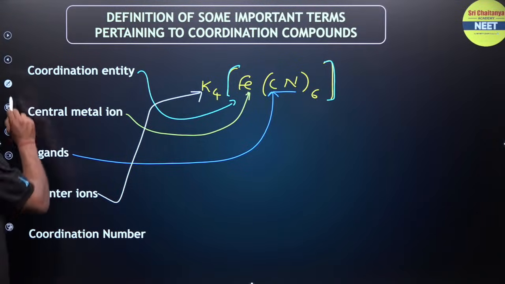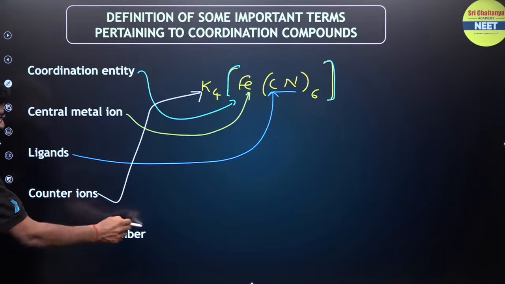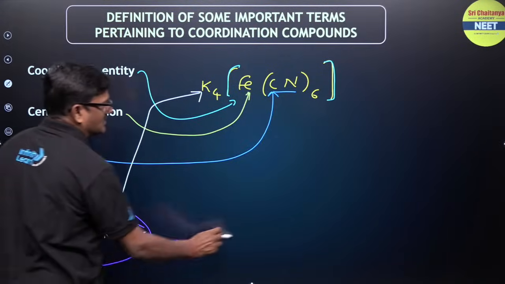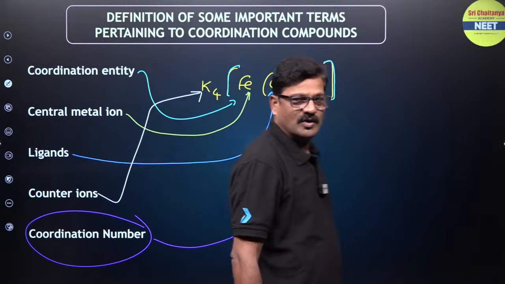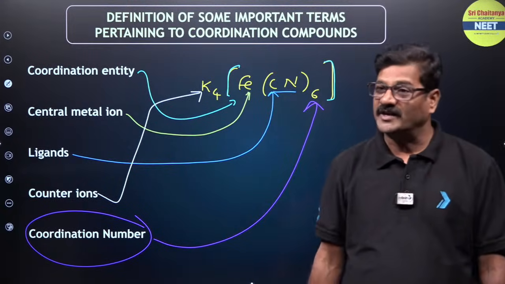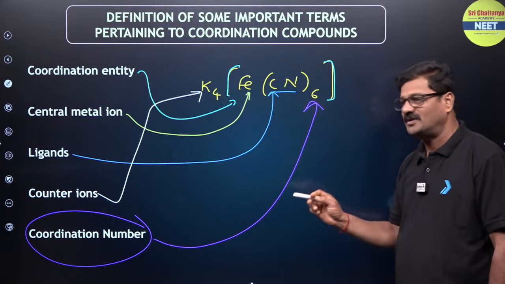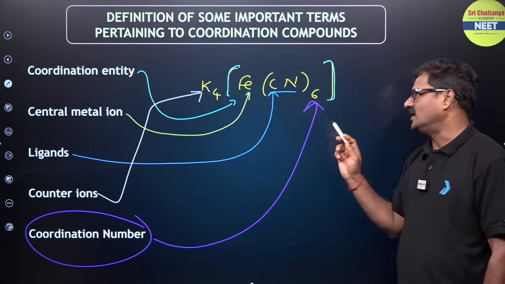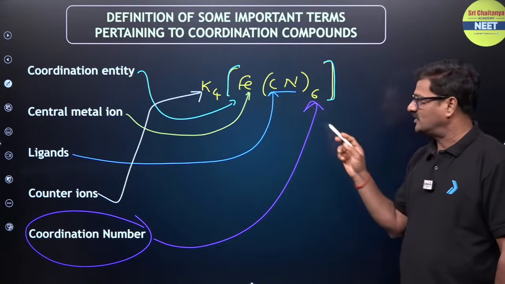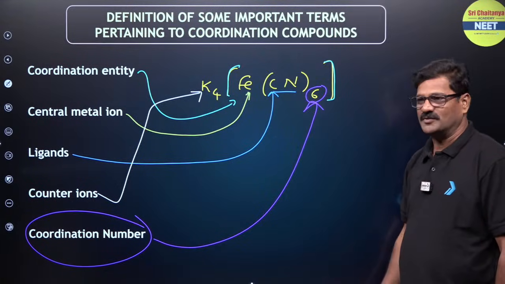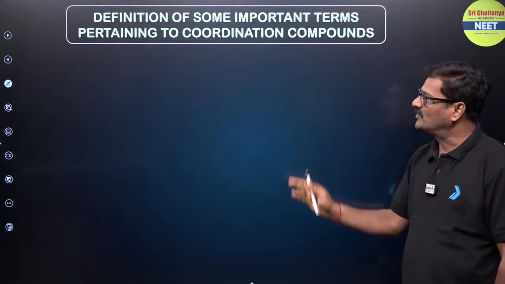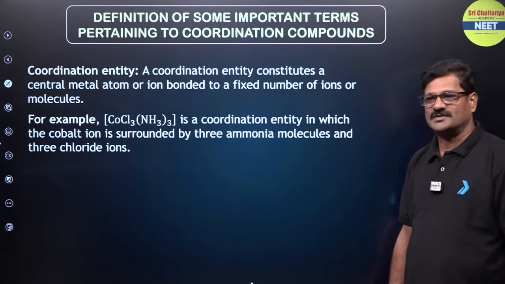The number of ligands that are attached to the central atom is called the coordination number. So the number of dative bonds present with the central atom is said to be the coordination number. If it is monodentate, this number is going to be the coordination number, right? Any doubt?